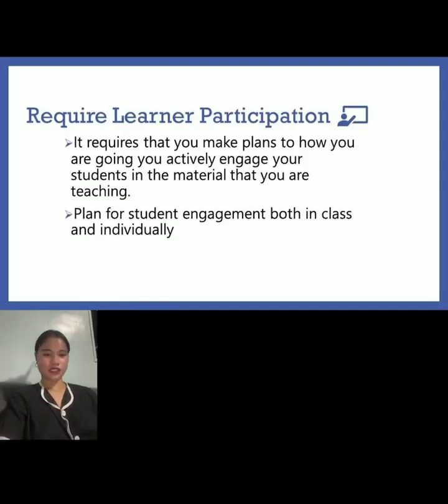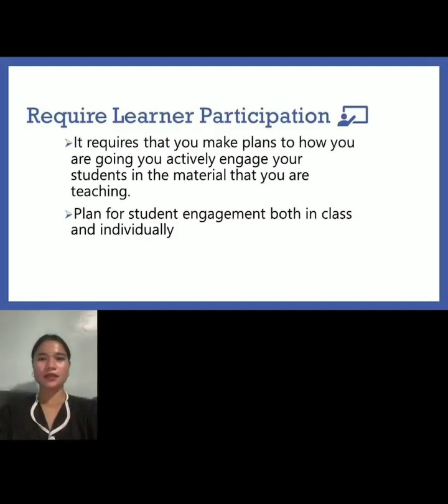Require learner participation. It requires that you make plans for how you are going to actively engage your students with the material that you are teaching. Plan for student engagement both in class and individually. This slide emphasizes the importance of planning for student engagement in your teaching strategy. You should develop methods to actively involve students with the material during a class and in individual activities. This includes interactive lessons, discussions, group work, and assignments that encourage participation and critical thinking.